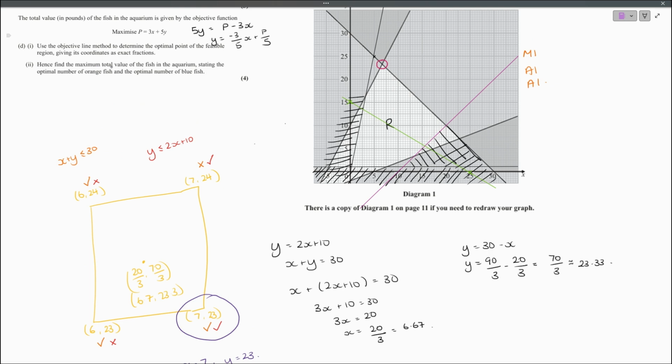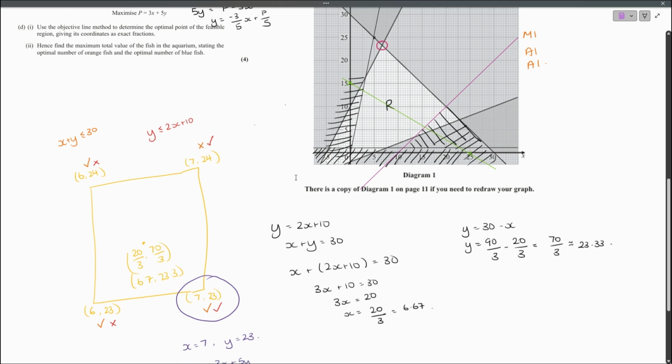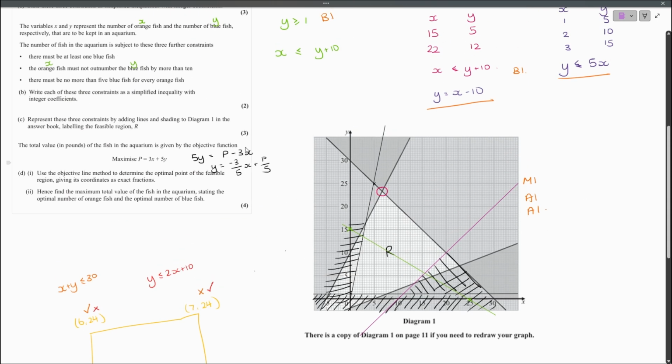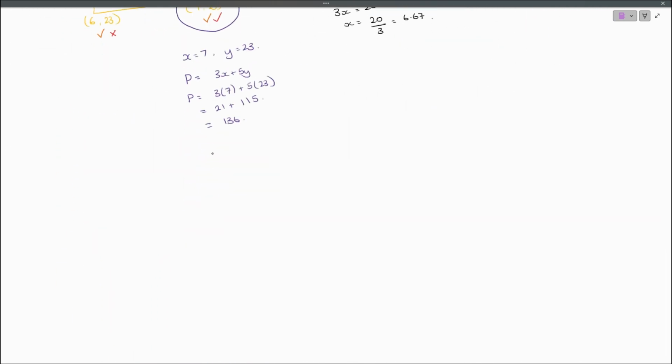So let's make sure we've actually solved the question. Asked to find the maximum total value of a fish, stating the optimal number of orange fish and the optimal number of blue fish. So the maximum total value, and we are going to write this out. Maximum total value is £136, and this is with 7 orange fish and 23 blue fish.